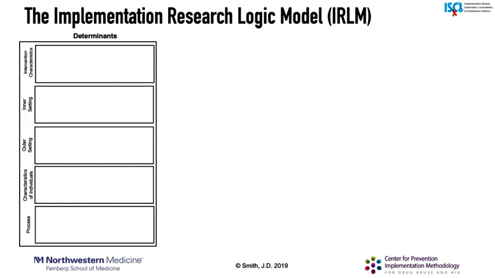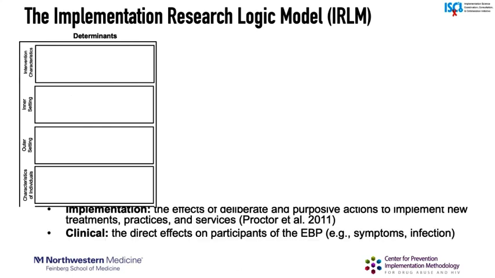We begin with our determinants. And again, we borrowed from the language of the Consolidated Framework for Implementation Research using the five domains, which you can see here: the process domain, the characteristics of individuals involved in the implementation, the characteristics of the outer setting, the characteristics of the inner setting, as well as the intervention characteristics themselves. So all these different variables.